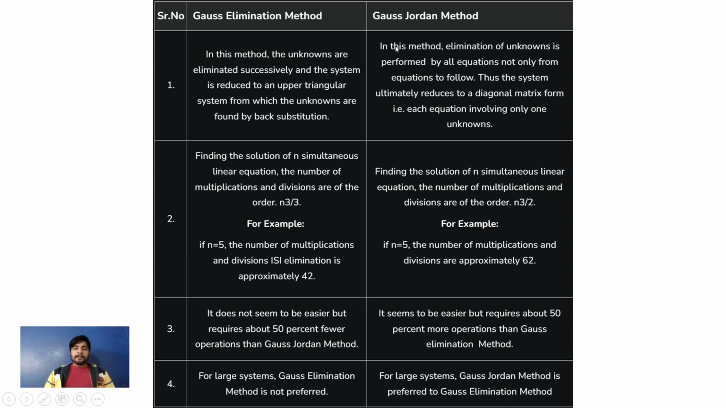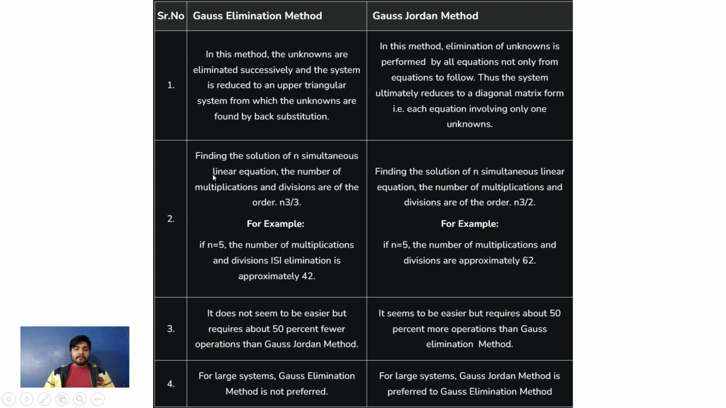And in the Gauss-Jordan method, elimination of unknowns is performed from all equations, not only from equation 2 onwards. Thus, the system ultimately reduces to a diagonal matrix form, that is, each equation involves only one unknown.